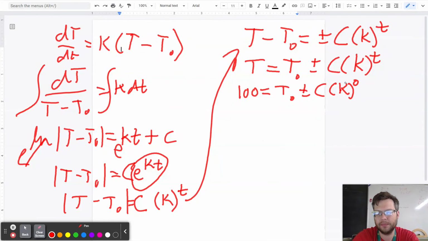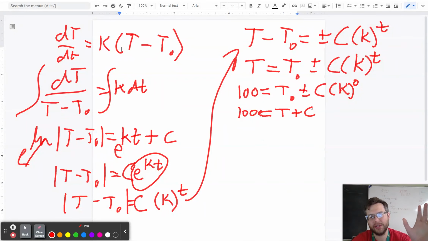All right, so I plug in 0. And then k to the 0 is equal to 1. So I just get 100 equals T naught plus c. And we can really just do plus here, because plus c or minus c, you're going to have a positive c or a negative c. You can combine them into just one thing. Just keep it plus to make it simple.